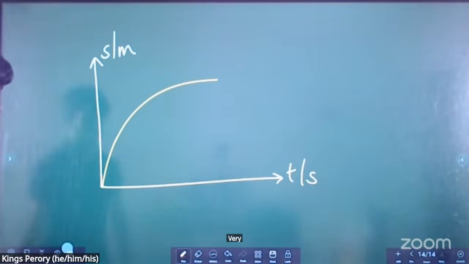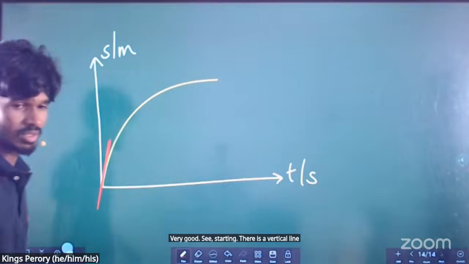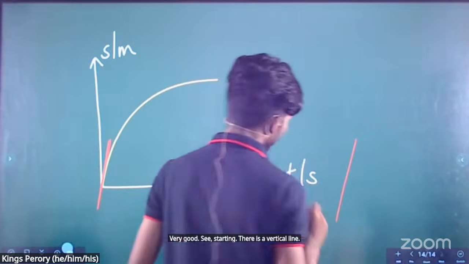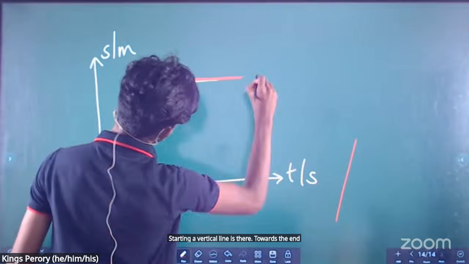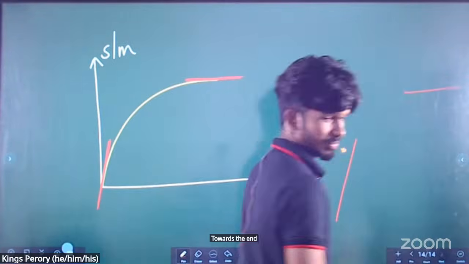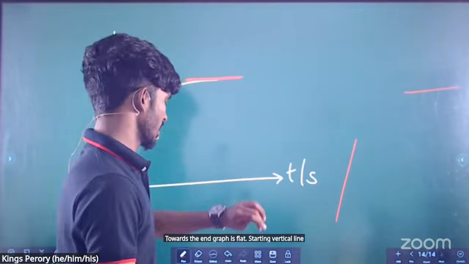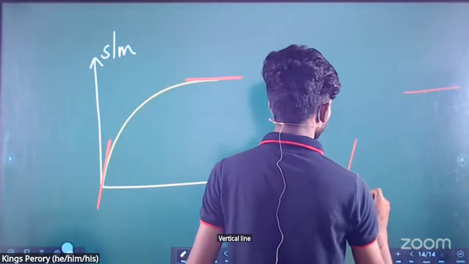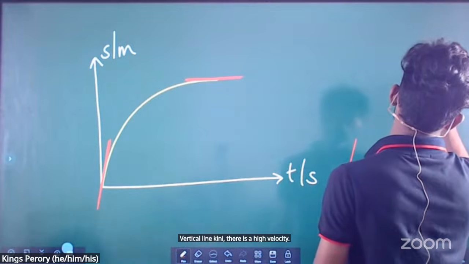Very good. See, at the start there is a vertical line. Towards the end, the graph is becoming flat. Starting vertical line, end flat line. Vertical line means there is a high velocity. Flat line means it's coming to rest.